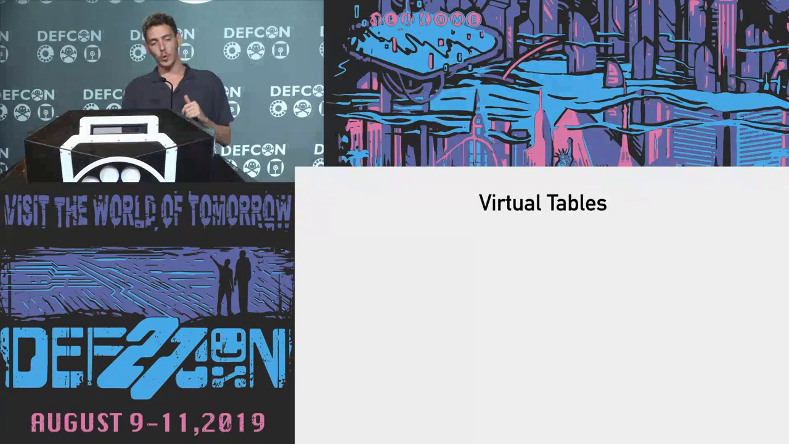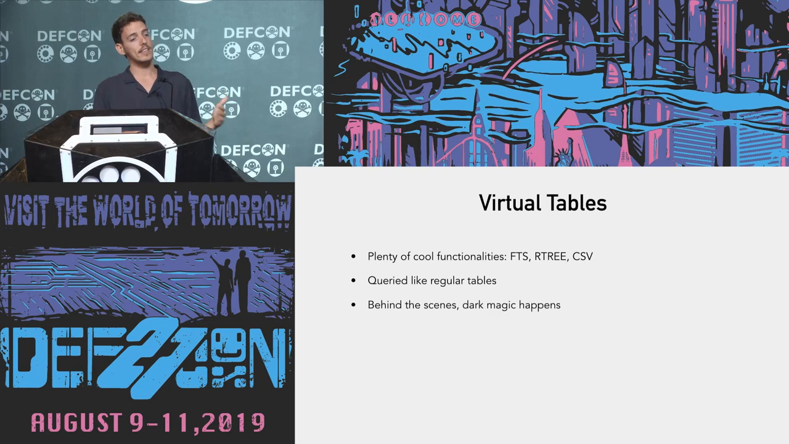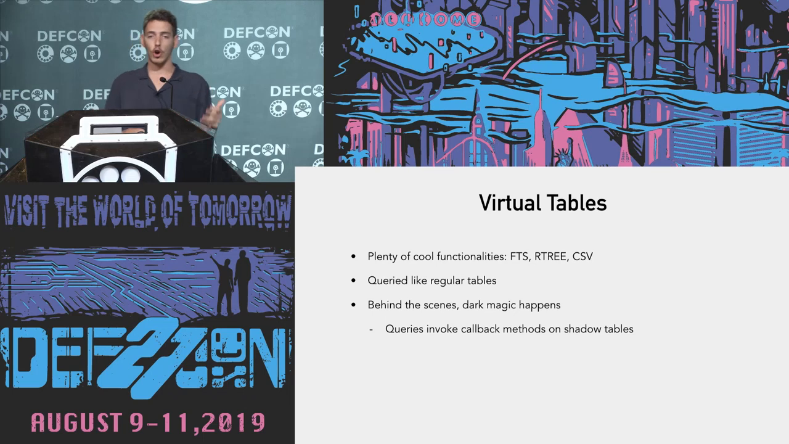So that's pretty cool. And a virtual table actually allows for plenty of cool functionality in SQLite. So we have FTS that we just described. There is also R-tree, a virtual table that allows for some clever geographical indexing, or the CSV virtual table that lets you treat your database as you would a CSV file. And actually, all these virtual tables are queried just like regular tables. But behind the scenes, some dark magic happens, because every query invokes a callback method on something called shadow tables.